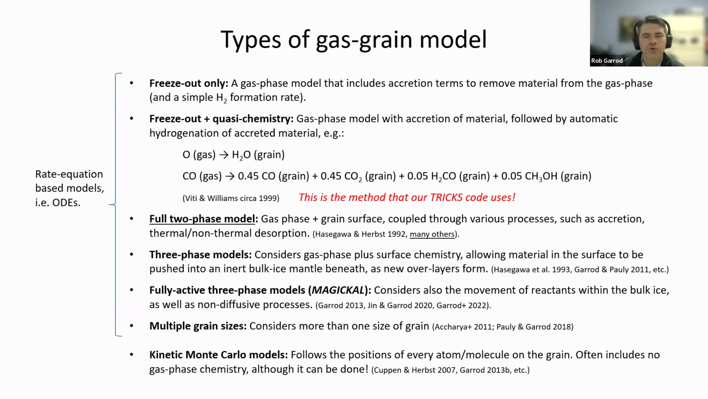But broadly speaking, the microscopic kinetic Monte Carlo models follow the position of every atom and molecule on the grain. Okay, so rather than having just a concentration, so that you know how much atomic hydrogen there is on the grain at a particular time in the model, or how much molecular hydrogen there is on the grain, or CO molecules or whatever, we know how many there are and where they are in relation to each other. Okay, and what that means is that we can simulate the chemistry very accurately.